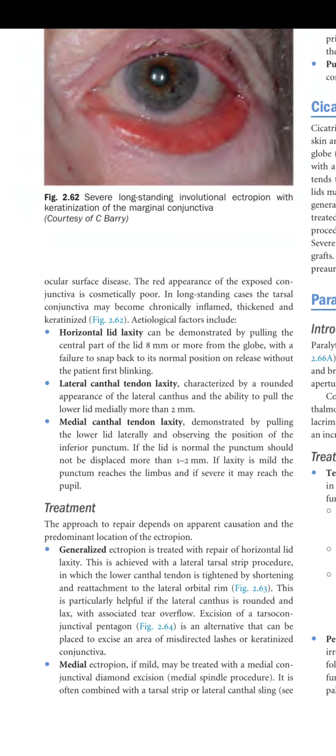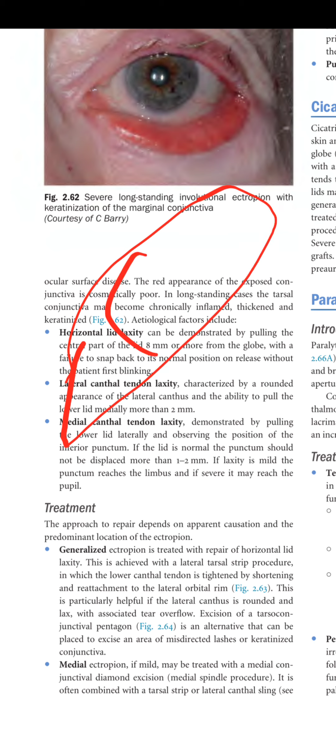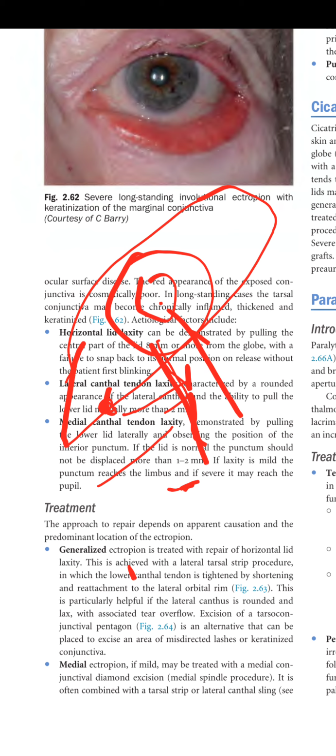Medial canthal tendon laxity is demonstrated by pulling the lower lid laterally and observing the position of the inferior punctum. If the lid is normal, the punctum should not displace more than 1 to 2 mm. If the laxity is mild, the punctum reaches the limbus, and if severe, it reaches the pupil. For example, this is the lid and this is the eyeball, and you stretch the lid from the medial side to the lateral area. The inferior punctum should not move more than 1 to 2 mm. If it moves up to the limbus, a mild laxity is present. If it moves to the pupil, severe laxity is present.